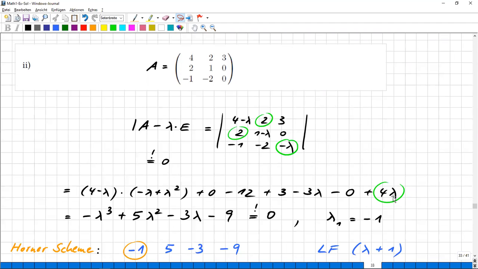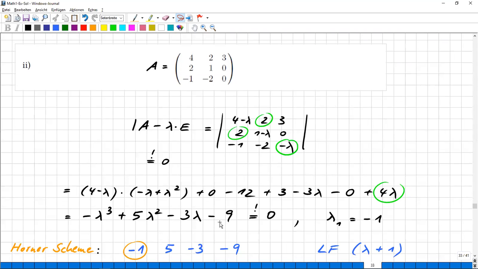What is it? Am I right here? Of course I must take care. Here I have 4 times negative lambda, so that's minus 4 times lambda from here, and then minus 3 times lambda, which is minus 7 times lambda, and then plus 4 times lambda, remaining is negative 3 times lambda. So that's correct. Okay, and then also we have negative 12 plus 3, which is negative 9.